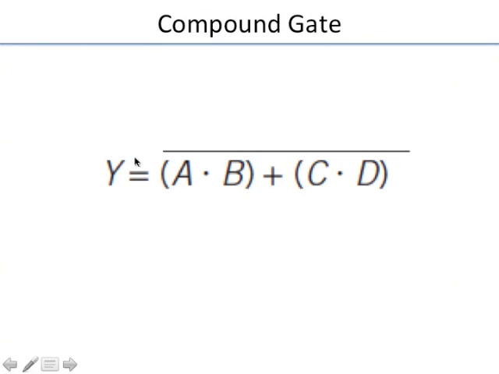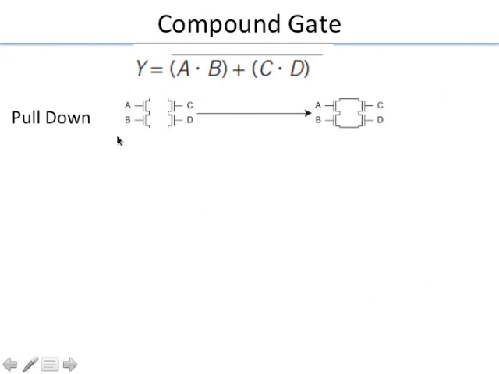Now let us take this particular path itself, A dot B. That means A and B both have to be high. Only then this is high. That means there is a series connection of two transistors in that path. So similarly, C and D, series connection. Okay. So now this is what we get. Pull down is a series connection of A and B, and C and D, both of them have to be in parallel. So this becomes my pull down network.